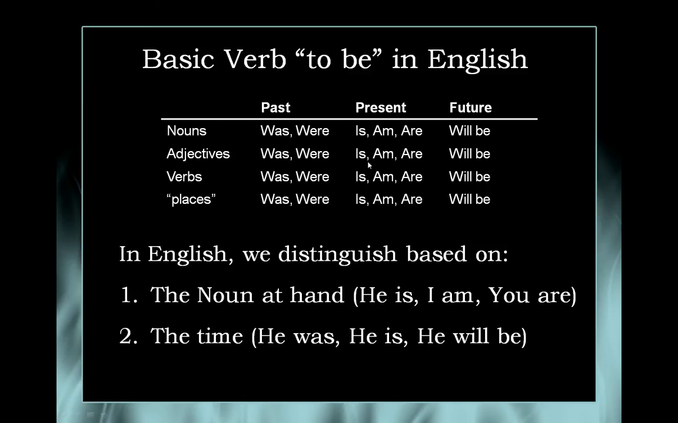However, something I want to point out, if you're talking about being a noun, being an adjective, or being a verb, or being at a place, we use the same words. For example, I am Sean. I am an engineer. I am hungry. I am eating. I am at home. Notice that the basic verb is still am. It stays the same. Now, in Chinese, this is where the distinction is made.